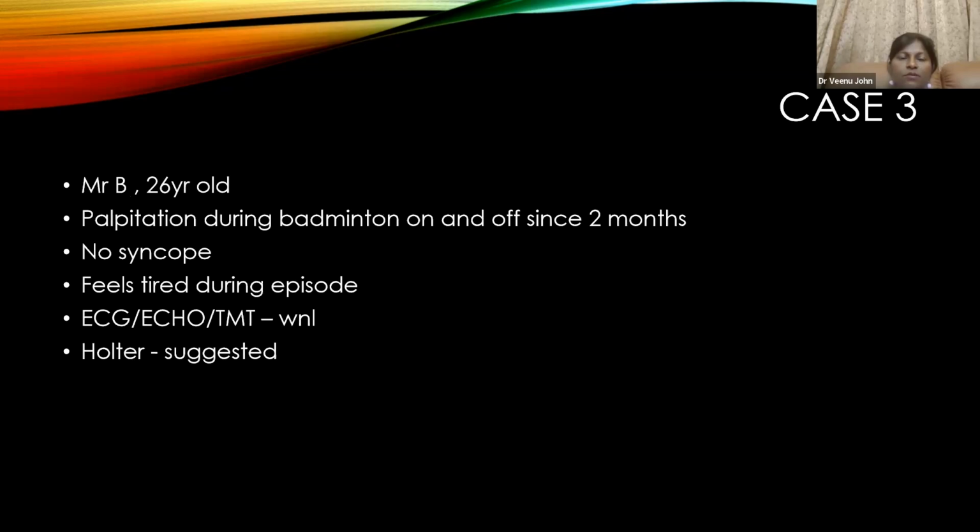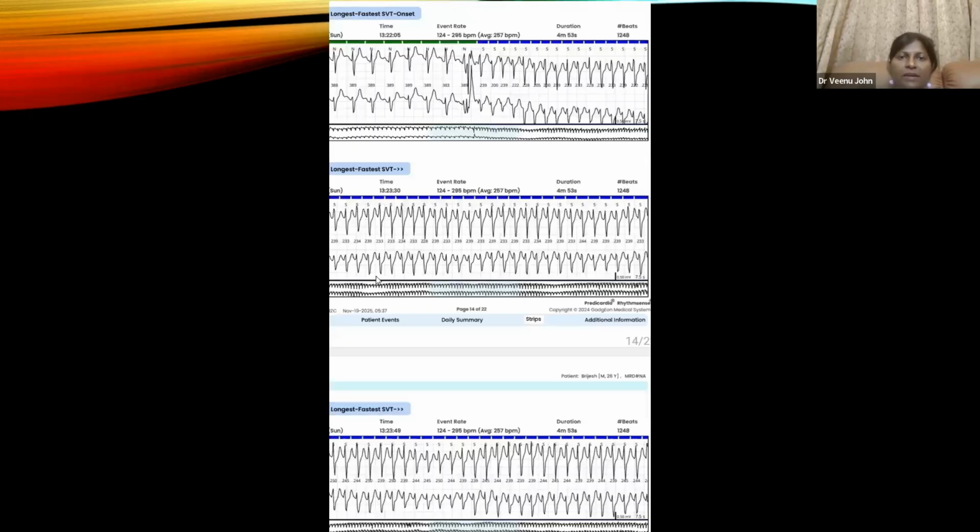Next is Mr. B, a 26-year-old with palpitation during badminton on and off since 2 months, no syncope. He feels tired during the episode. ECG, echo and TMT were normal. So we decided to put him through a Holter examination and asked him to play badminton during that time. He had a tournament luckily at the same time. This is the Holter examination which shows that during the tournament when he developed the palpitation, it is a supraventricular tachycardia. The rate is going up to almost 250 and all that.